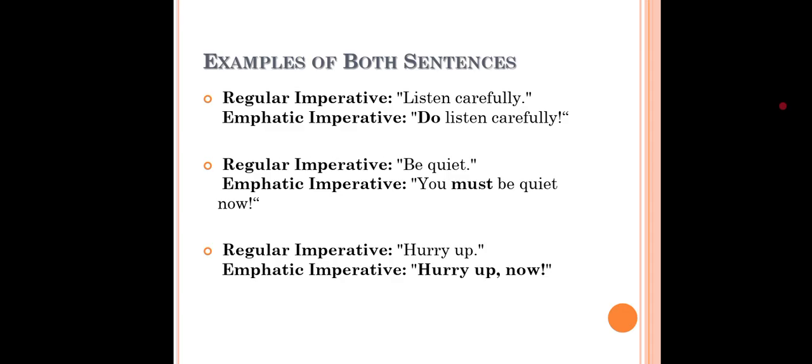So see the first one, regular imperative: listen carefully. And emphatic imperative: do listen carefully. Means you have to listen to me. There is no way out. Regular imperative: be quiet. Emphatic imperative: you must be quiet now. Regular imperative: hurry up. Emphatic imperative: hurry up now. So, have you understood the difference between both of these sentences?